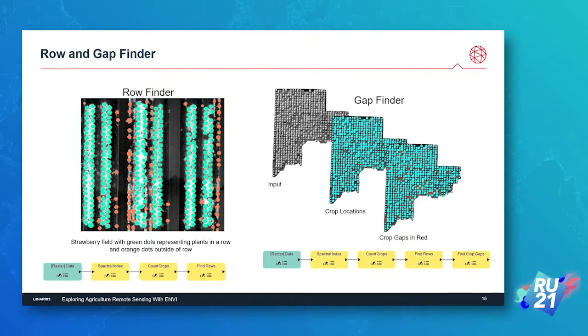Inside the crop science module, we have the row finder and gap finder. And the row finder does exactly that. It finds rows of crops, and it can also produce a vector line for that row. Crops outside of that row can be removed from any further analysis, things like weeds. And the gap finder will evaluate the crop locations as a grid and determine where gaps are present.